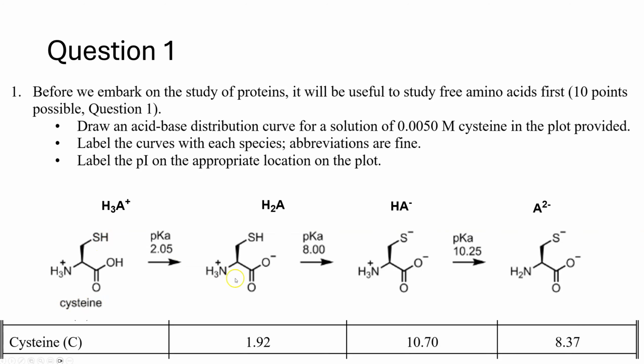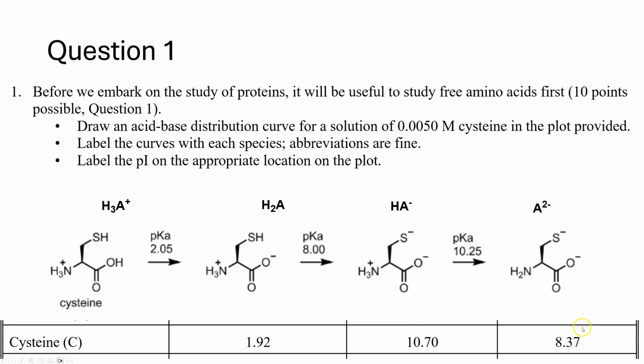If we take off the first proton at the pH of about 2, we see that we have a negative charge here and a positive charge here. So we still have our 2 dissociable protons, but it's not charged. So that's our zwitterion right there.